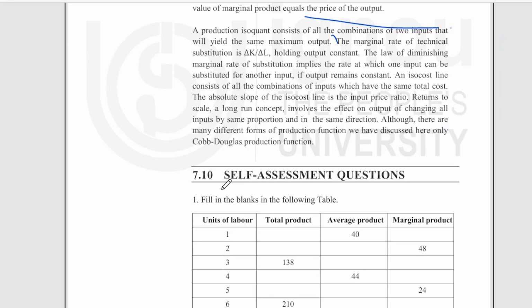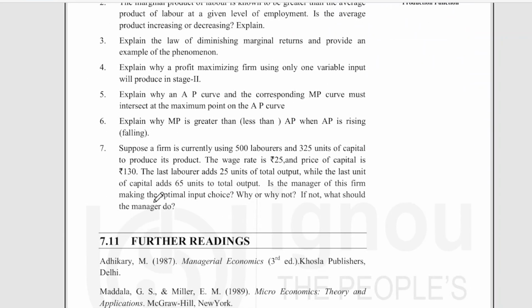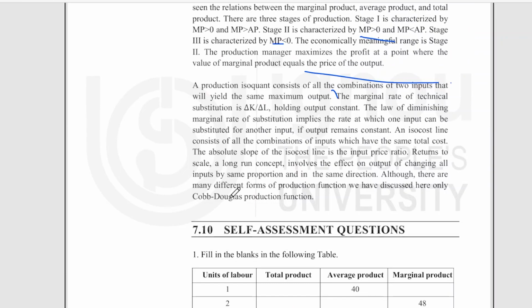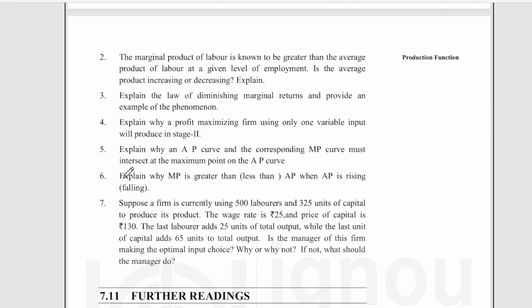Okay, so this is the summary of this unit, and here are self-assessment questions. Total 7 questions. Please try to do it. It will help you for your term end examination.